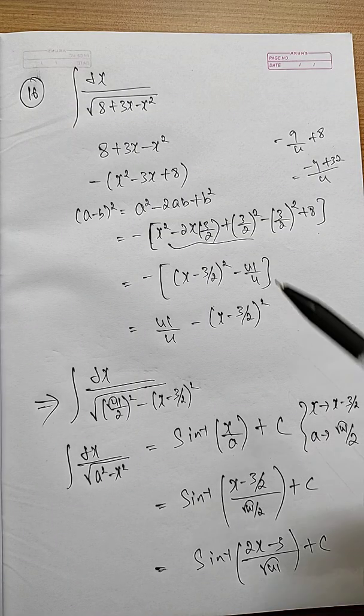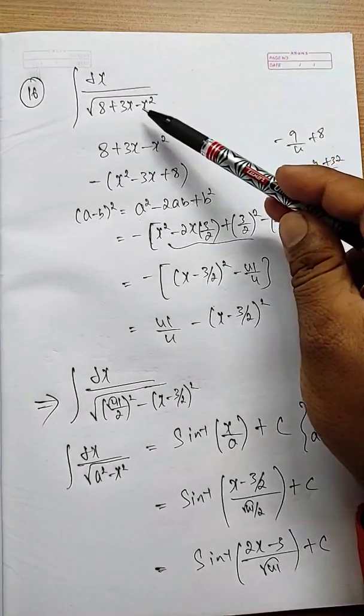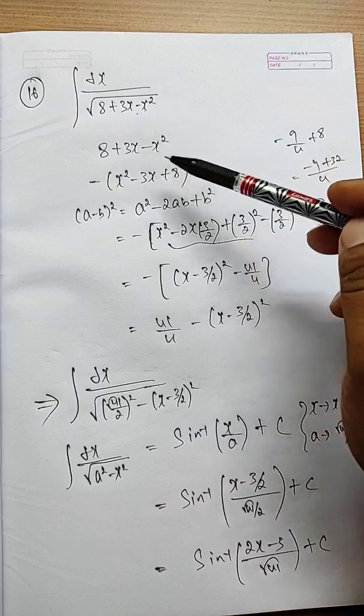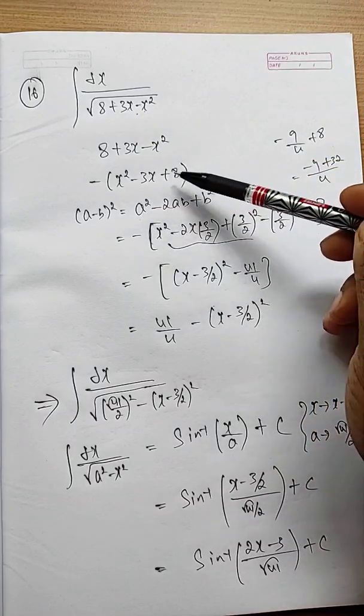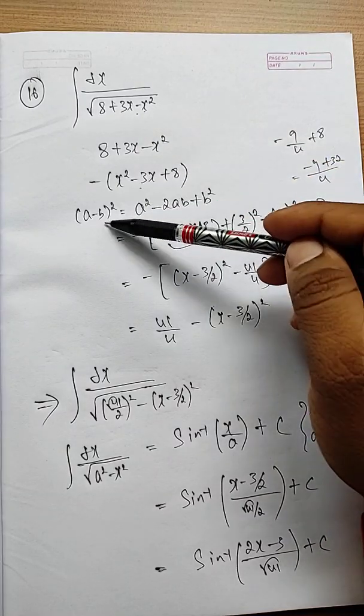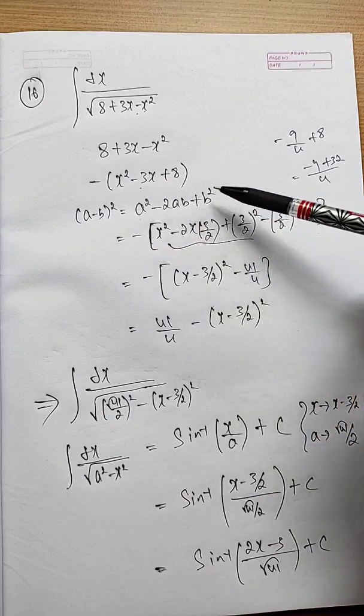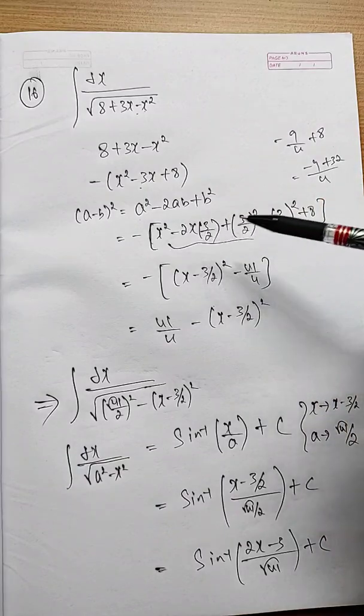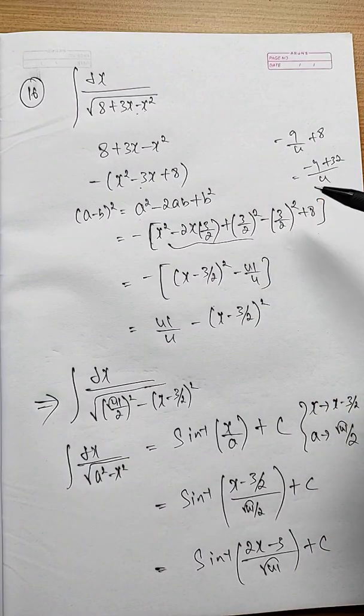So once again I am repeating, just listen here. Integration of dx by root of 8 plus 3x minus x square. So here the x square coefficient is minus. If the x square coefficient is minus, take minus as common. So x square minus 3x plus 8. Here the middle term has minus, and we want to apply (a minus b) whole square, a square minus 2ab plus b square. Here x square minus 2x, substituting b we get 3x, so 3 by 2. Adding the 3 by 2 whole square, subtracting the 3 by 2 whole square, plus 8.